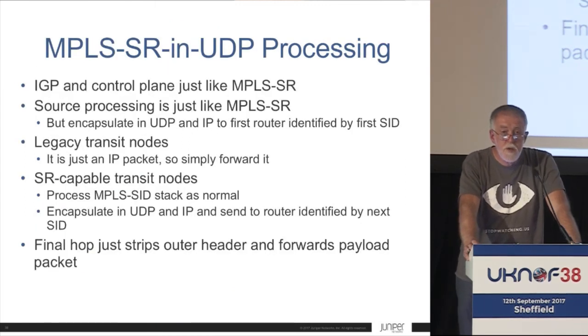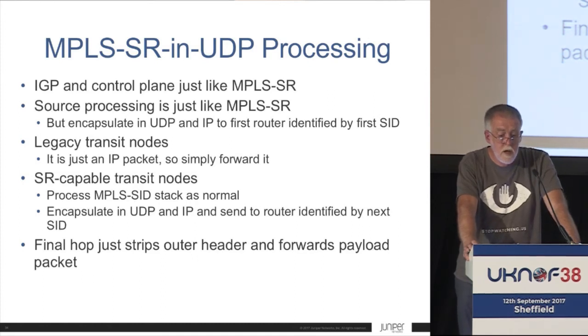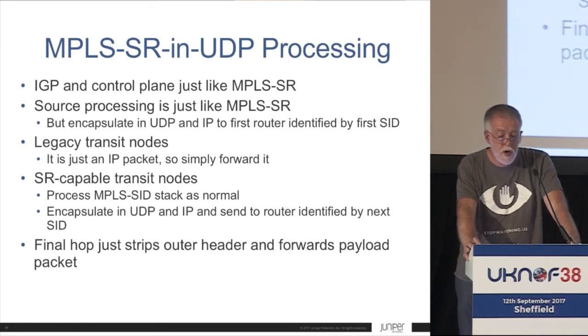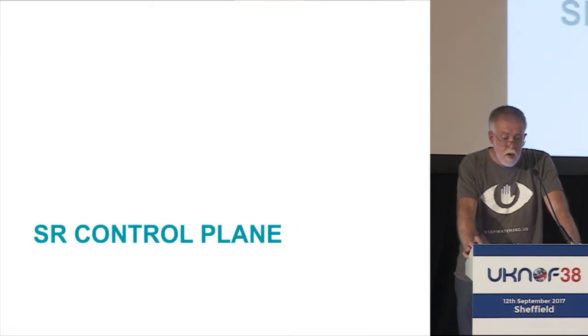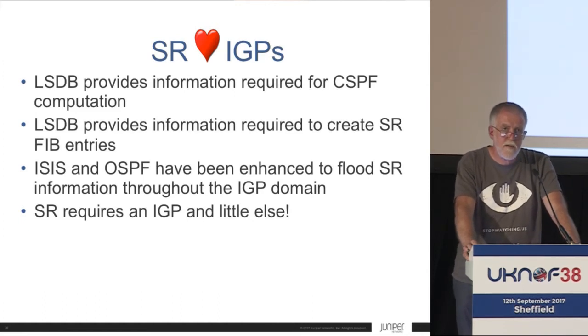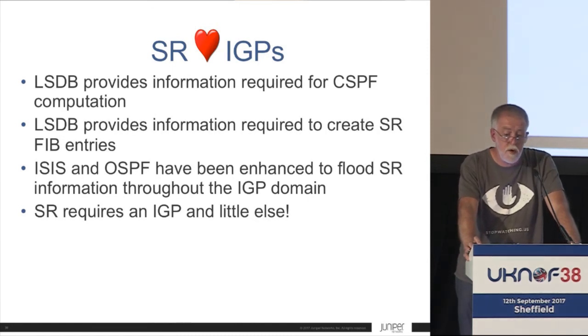So the IGP processing is just like MPLS SR. The source node is just like MPLS SR, but then it wraps it up in UDP and IP and sends it to the destination identified by the first SID, and then on you go. Control plane I'm going to run through really fast, except to say IGP, okay? IGP advertises prefixes and interfaces. All we have to do is advertise the SIDs along with them, and it's really simple to do.